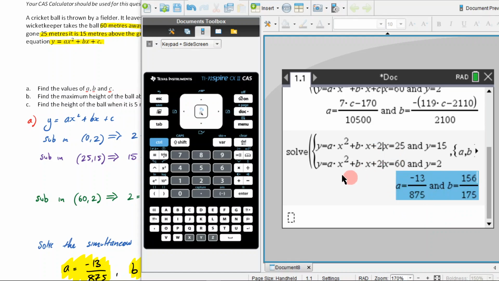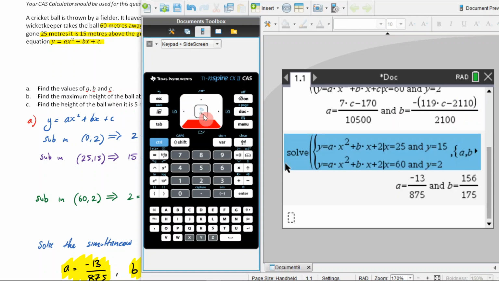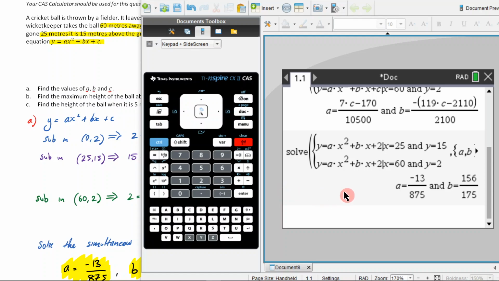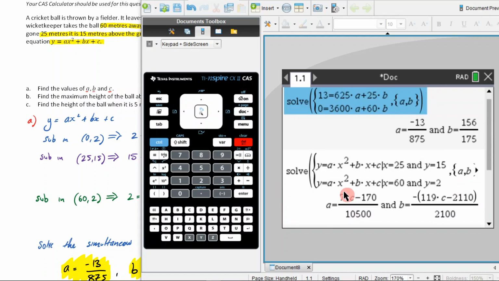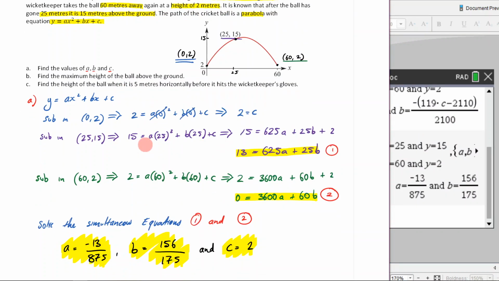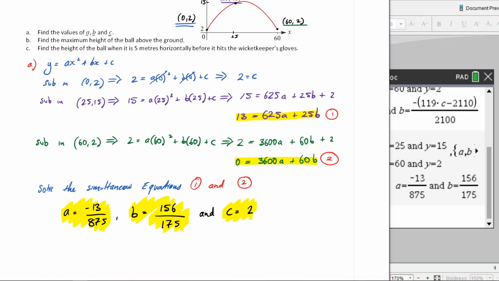So don't think that you have to retype things. You can just go up like this, hit enter, and it will bring down that line of working. So just make sure you're aware of that. You can learn from my little mistakes here. Using the CAS is very important. Okay. What are we going to do next? We've done part A, hooray. We're now going to do part B.